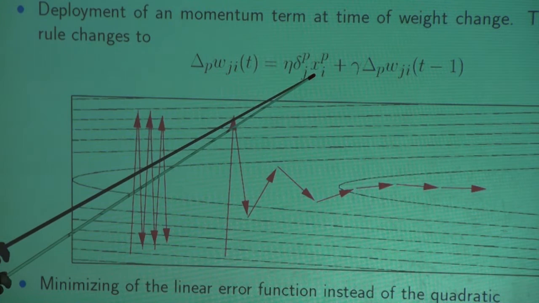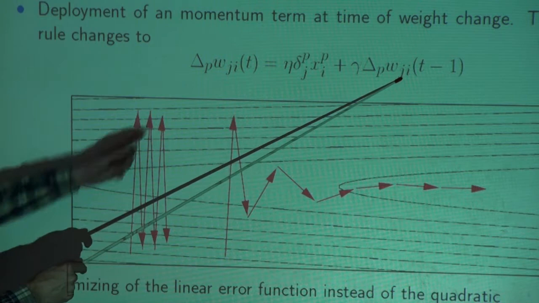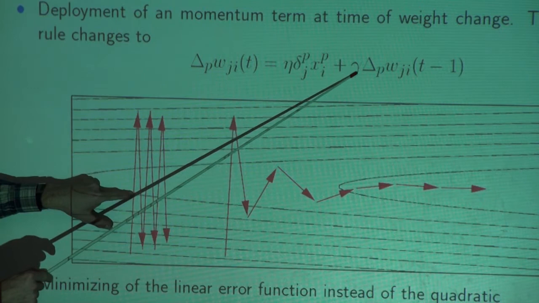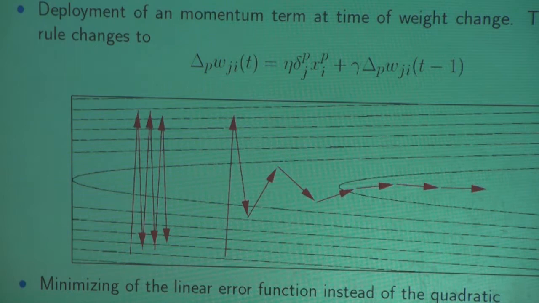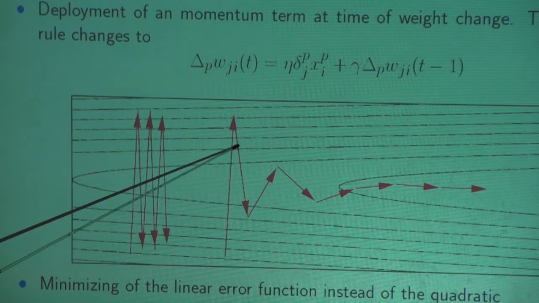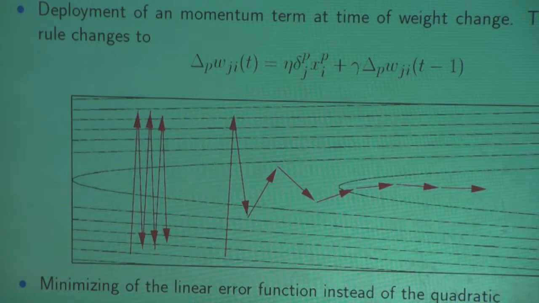And now we add the momentum term. We look here, this is delta w_ji, the same thing as here, but from t minus 1. So this is the previous weight change. And this is being multiplied with a small constant. This constant gamma is a number which definitely has to be smaller than 1, so maybe 0.1 or something like that. And this leads to a kind of damping of these oscillations. They are getting exponentially smaller, and so we get a better movement towards the minimum. So this was a slight improvement, but it turned out it didn't really solve all the problems.